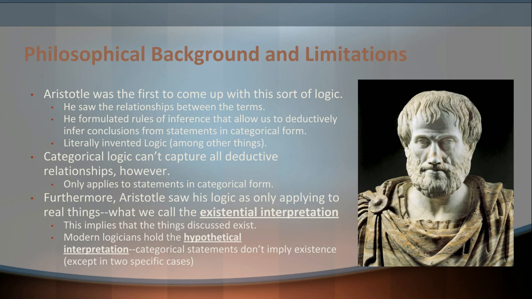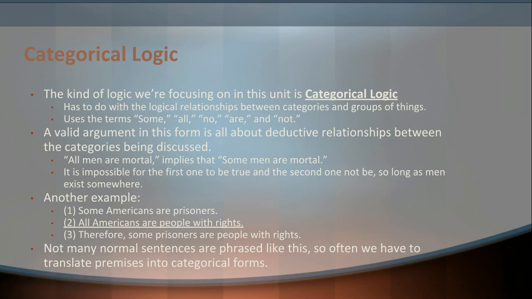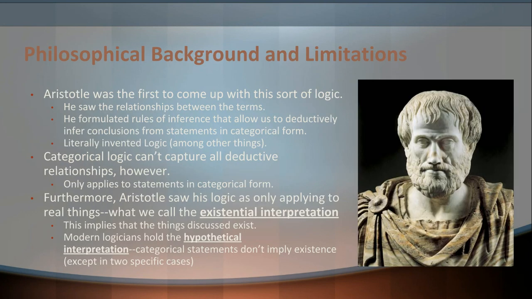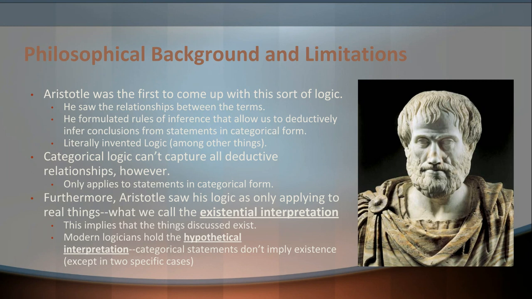So most viewpoints now hold what we call the hypothetical interpretation. We say that if there are such things as Americans, then it's true that all Americans are people with rights. Or that if there were such things as dragons, then we can say that all dragons breathe fire. So it's not something that's going to radically change how we deal with most of this, but in a couple of specific and tricky cases, it's worth noting that this sort of philosophical assumption is going on in the background. We're going to follow modern logicians and generally say that the hypothetical interpretation is the correct one to take.